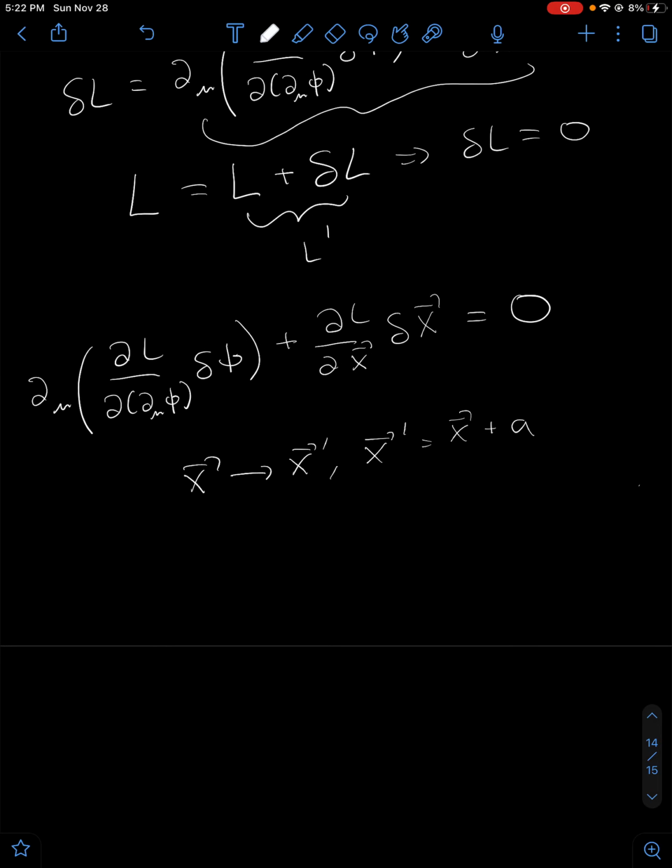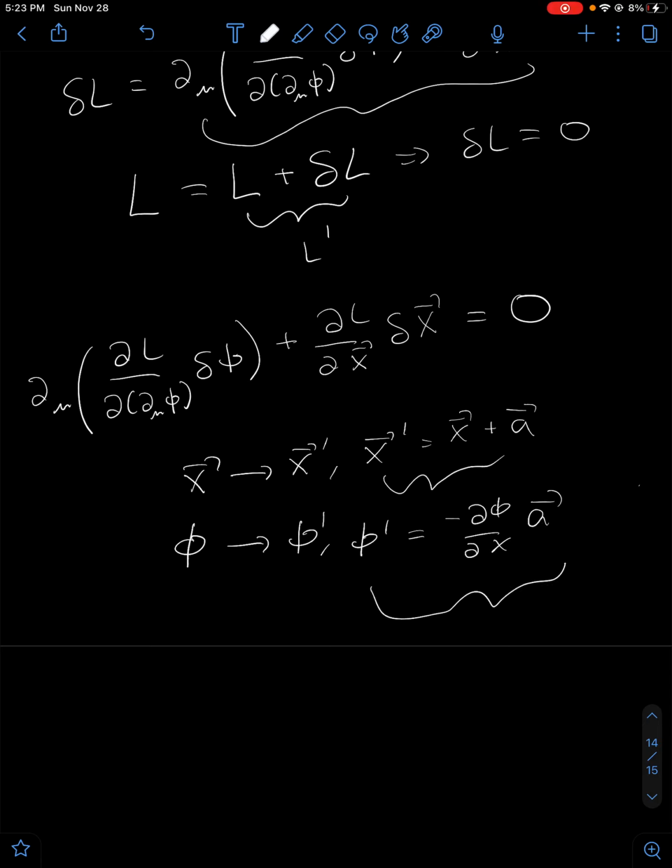So if x goes to x prime, this means that our field phi goes to phi prime, where phi prime is going to be minus partial, a should be a vector. This a vector is just another vector, all right, that's all. So it's another 4-vector in Minkowski spacetime. So phi prime will be minus partial of phi over partial x times this a vector.